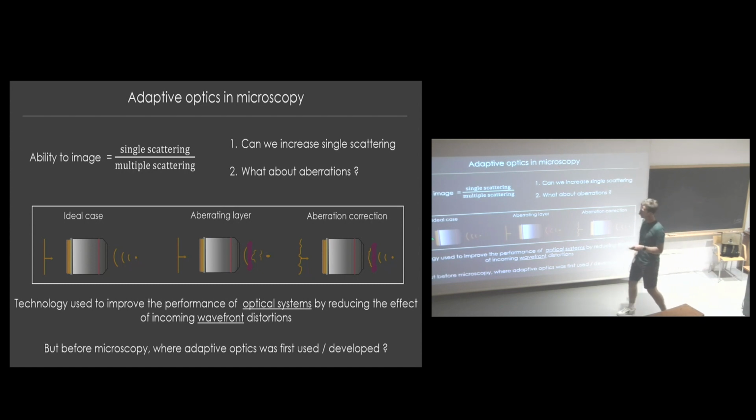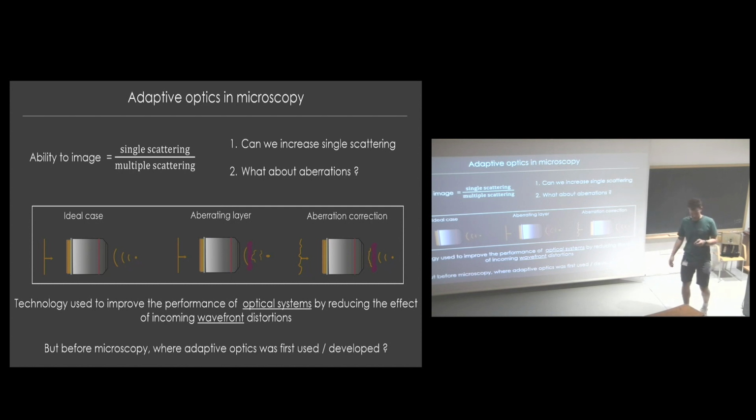So if we take an objective, in the ideal case, we have a plane wave, and this will focus onto a sharp spot. Now, if we add an aberrating layer in between your focal plane and the objective, it will distort the wavefront, and you will end up with a degraded focal spot. So the idea of adaptive optics is to perform some aberration correction before the medium. Basically, you will pre-shape your wavefront in order to compensate for this aberration and to retrieve a nice focus behind your scattering or your aberrating layer.